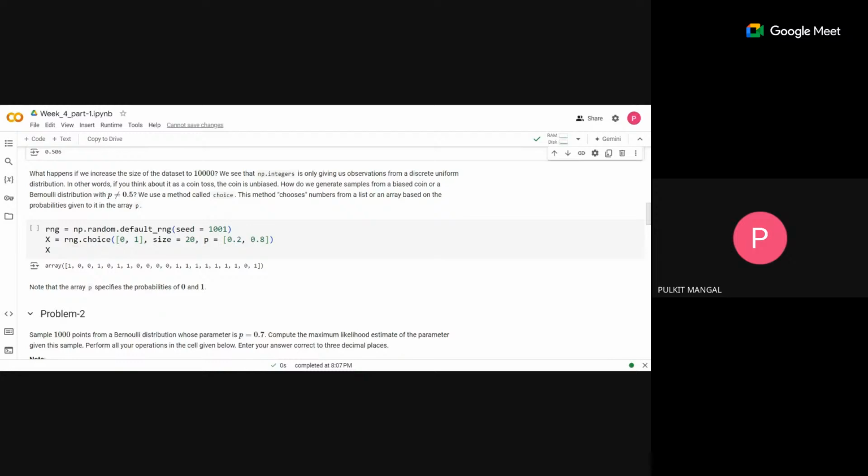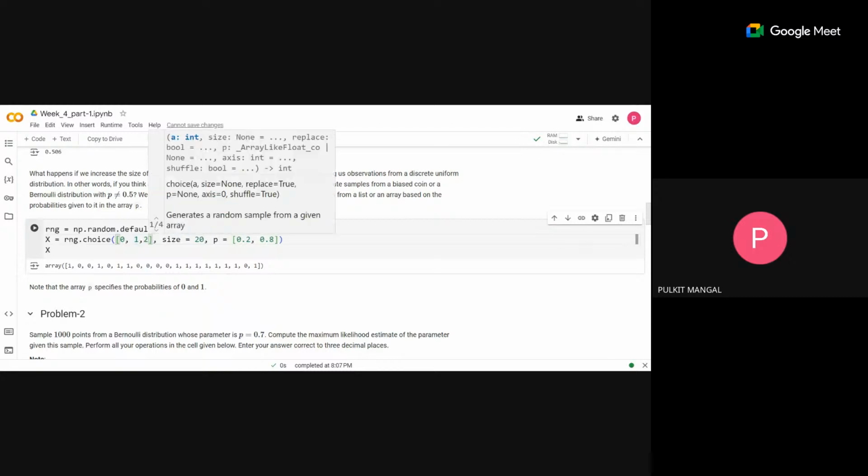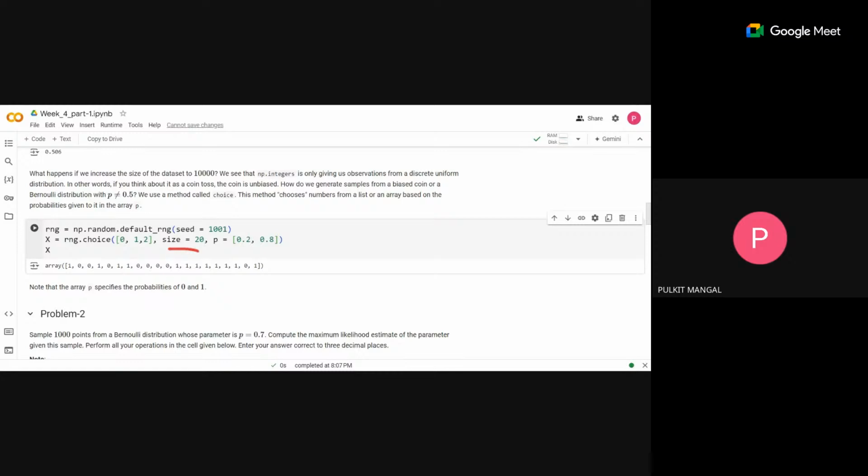In this rng.choice, what it takes first is the array. This array contains the numbers that you want to sample. If you want 3 values, let's say 0, 1, 2, then you just add 2 here also. Then it will choose either 0, 1 or 2. The next argument is size, which is the same as before. This is the new argument that it will take, that's p.